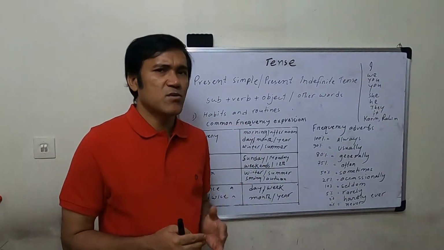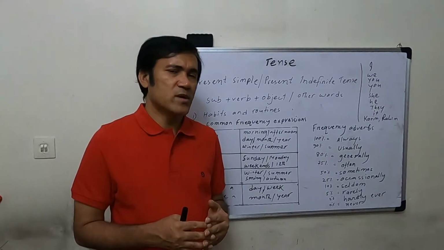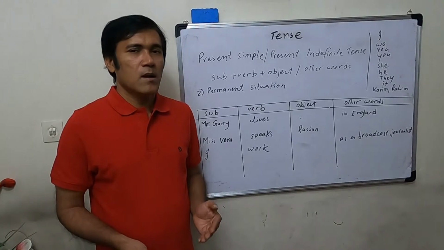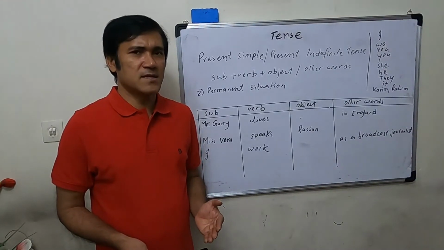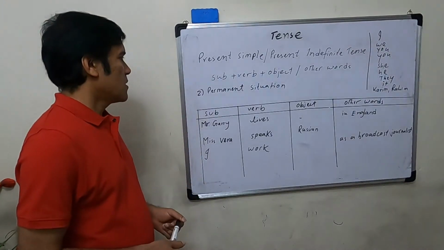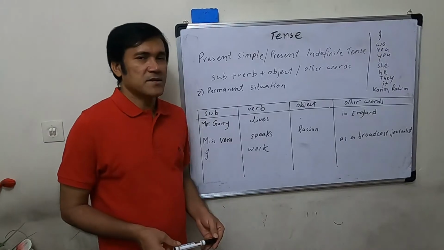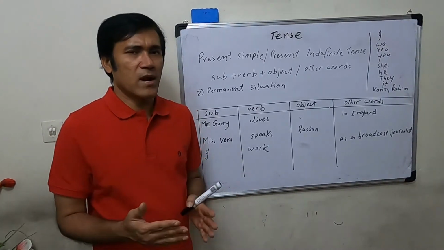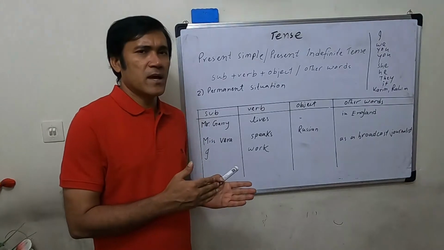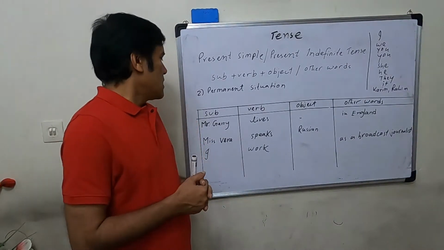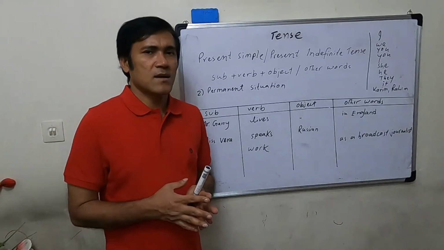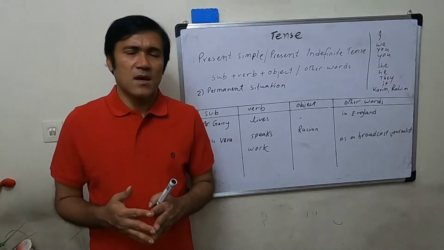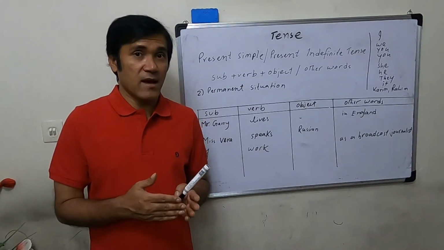Now let's go for the second situation where we can use present simple tense. Dear learners, now you will look into the second situation where present simple or present indefinite tense is used. That is a permanent situation. Like Mr. Gary lives in England. Mr. Gary lives in England permanently. Okay, so he's not living there temporarily. So I cannot say that Mr. Gary is living in England. Okay, so then Miss Vera speaks Russian. Miss Vera is a Russian citizen, so she speaks the Russian language. So I cannot say that Miss Vera is speaking Russian.